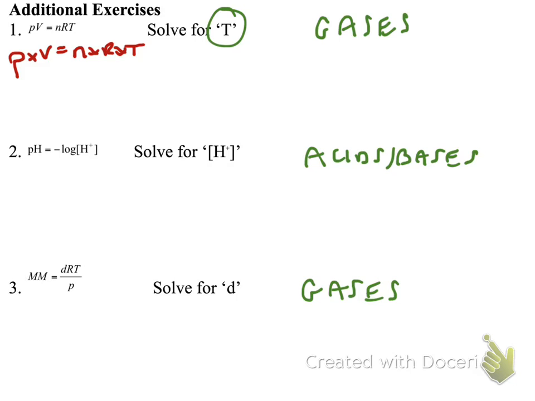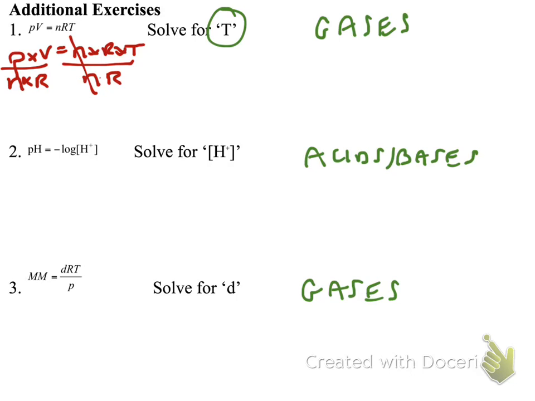And if you have two things multiplied by each other, you can divide whatever you need together over to the other side. So if I want to solve for T, everything's multiplied together, I just divide N and R both over to the other side.